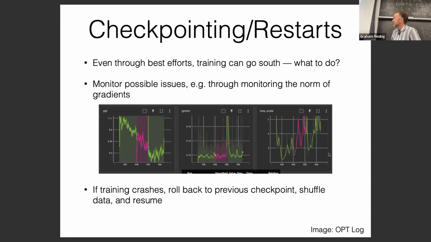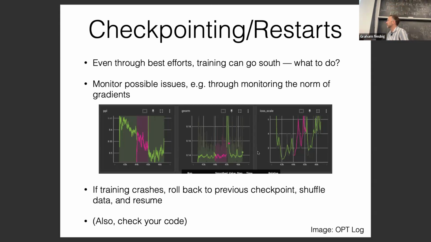know. If you have training crashing, rolling back to previous checkpoints, shuffling data and resuming is the best way to do it. And you usually will want to roll back to a checkpoint that's well before the gradient spike, because you don't want to roll back to directly before the gradient spike and use the data in the same order because it's just going to happen again. So you want to roll back quite a bit. You can shuffle the data or skip some data or something like that and then resume training, and that will help prevent it from happening.